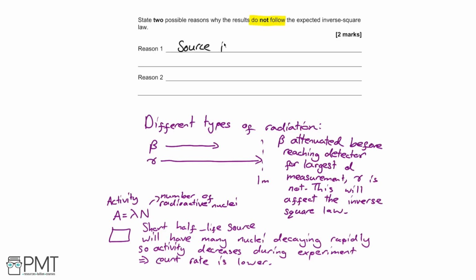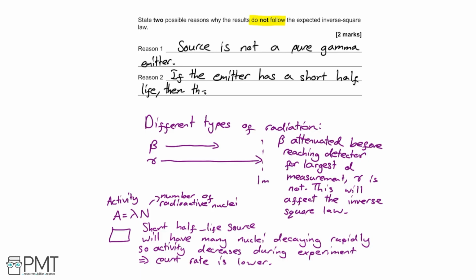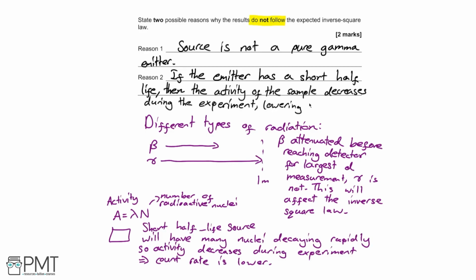That the source is not a pure gamma emitter, and the second reason is that if the emitter has a short half-life, then the count rate will decrease due to radioactive decay. In this question, we got 1 mark for each correct reason.